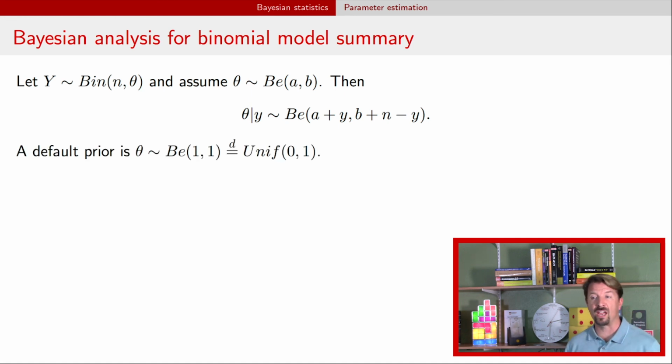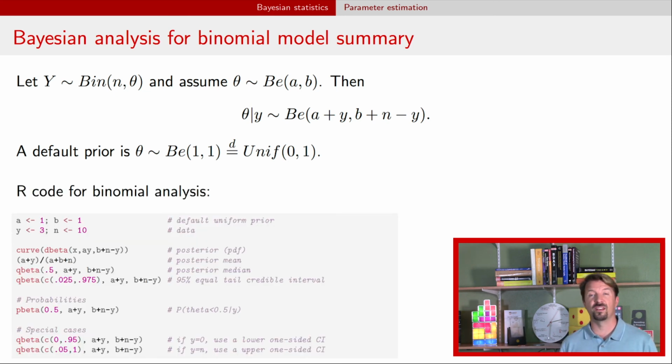I just want to remind you that a beta(1, 1) is equivalent in distribution to a uniform(0, 1) distribution. That is, in some sense, providing no information about the parameter theta that's of interest. The last thing I have here is a summary for some R code about how you might want to do calculations in this binomial model.